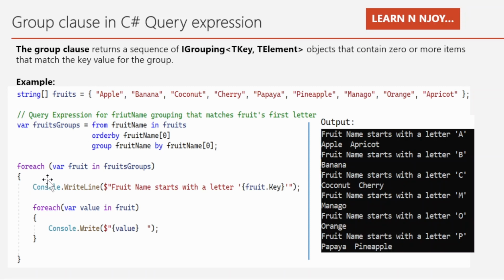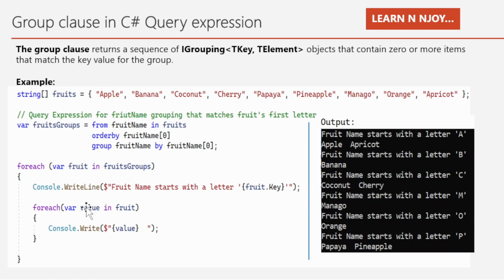Then we are iterating with the help of foreach, where fruit in fruit groups, and we are printing the fruit name that starts with a letter. If you remember, I said this grouping works with key-value pairs. So fruit.Key is nothing but the fruit name[0]. To print those things, we need to use fruit.Key, because we have given the variable var fruit in the iteration.